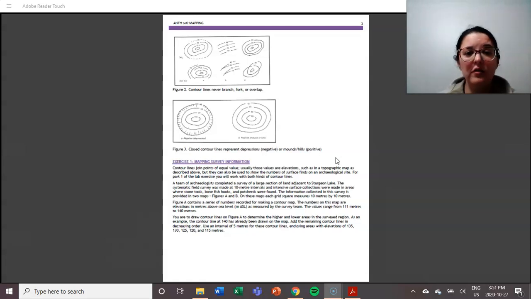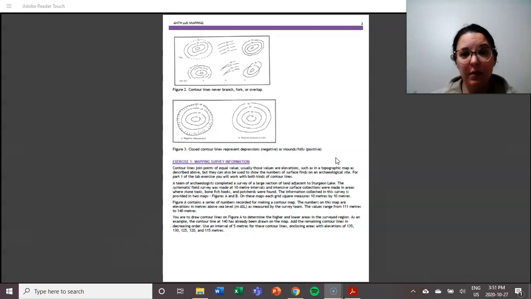The idea is that archaeologists have completed a survey of a large section of land adjacent to the Sturgeon Lake. They did this systematic field survey doing 10-meter intervals. Basically, as they were walking along, they set up a grid, which I describe above how to do. We talked about this in the lecture video, when it came to excavation and setting up the grid. Every 10-meter interval, either in a northern or east direction, they would stop, collect artifacts that were there, and also record the elevation that was present.